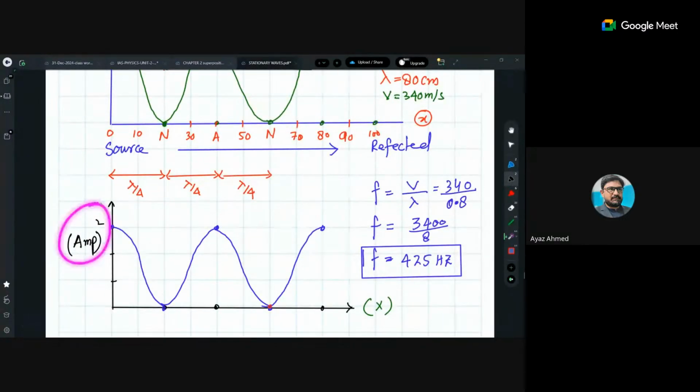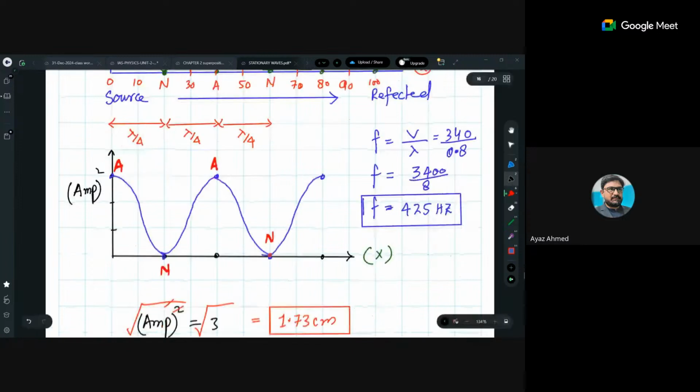And if you have the amplitude square graph, it will be the same as the intensity graph. Please remember this concept, that this graph is not amplitude, this is your amplitude square graph. So in the amplitude square graph, this is your antinode, this is your node, and so on. So this is your antinode, this is my node, this is antinode, this is node. So the distance between two consecutive nodes is the distance between these two peaks.